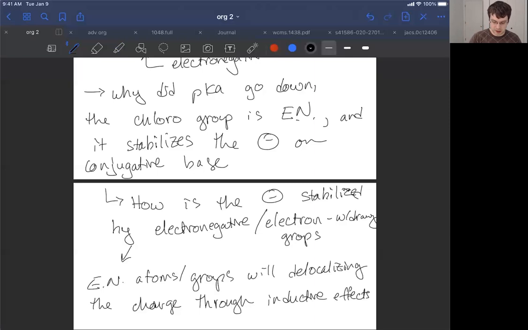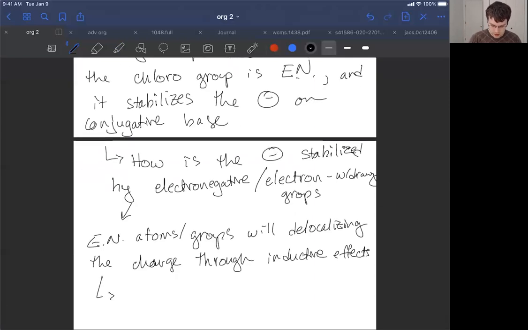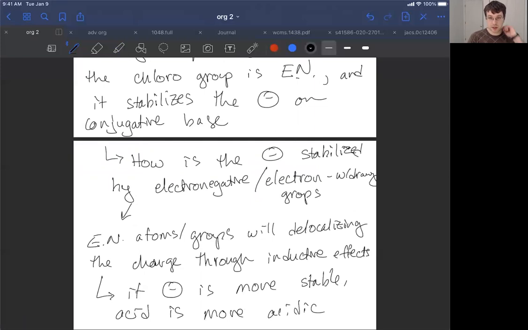Well, if the negative charge is happier, or more stable, the acid is more acidic. Remember, when an acid wants to be an acid, it's thinking about whether or not it wants to give up a proton. So what it's going to do is look at the situation and say, hey, if I give up this proton, what kind of situation am I going to be in? Am I going to be in a good situation or a bad situation? It turns out that if you add electron withdrawing groups and you stabilize that negative charge, it's not going to be in such a bad situation. So it's happier to give up its proton.